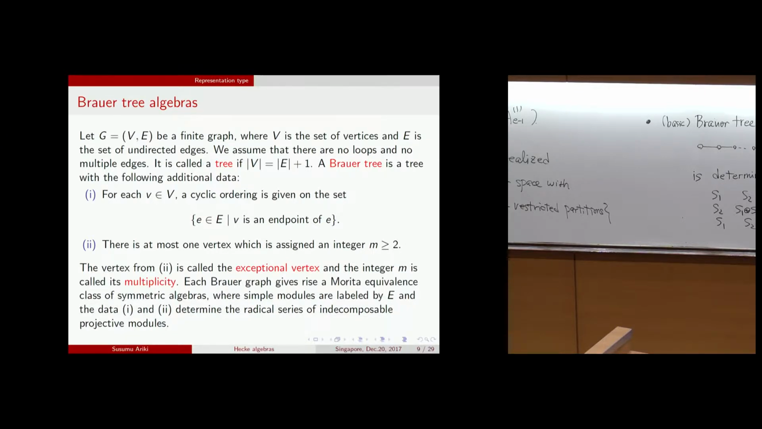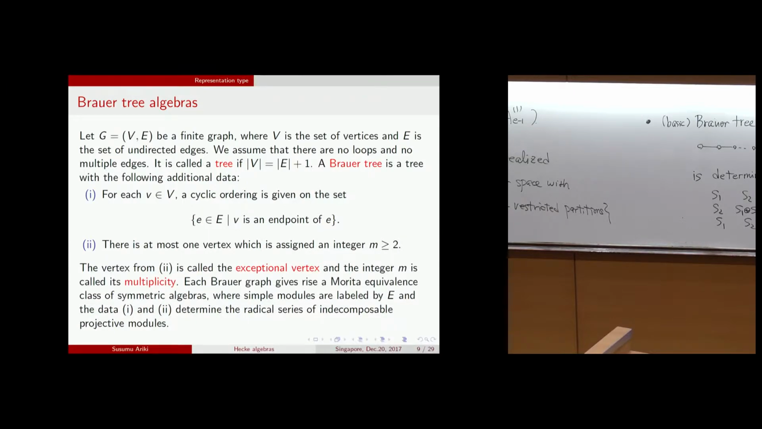And a Brauer tree is a tree with the following additional data. For each vertex, a cyclic ordering is given on the set of edges which have v as an endpoint. And there is at most one vertex which is assigned an integer m which is greater than 1. This vertex is called the exceptional vertex, and the integer m is called its multiplicity.